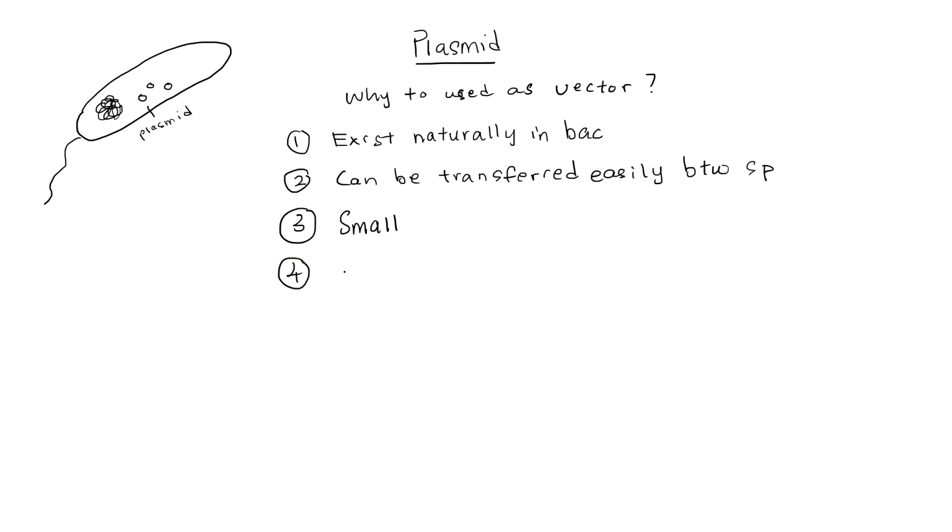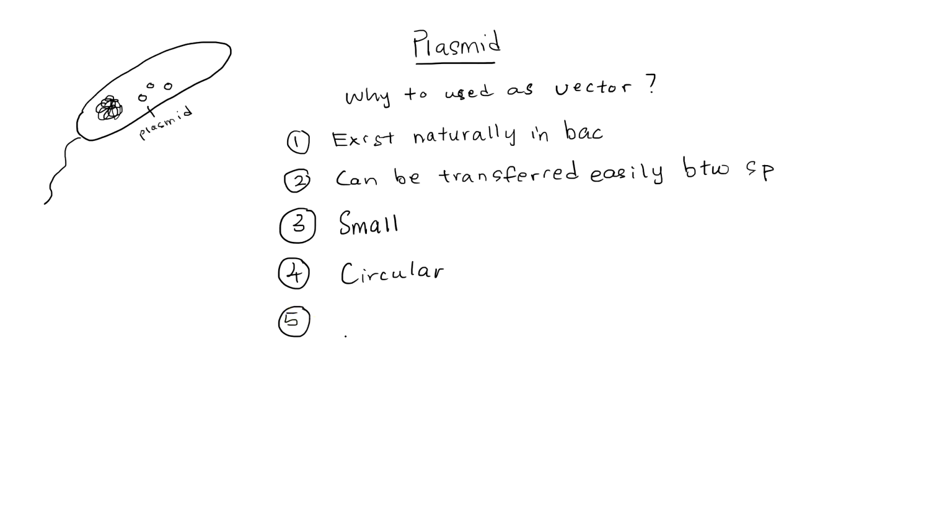Number four, it is circular. You can see inside here it is round in shape, meaning that they don't have a beginning, they don't have an ending. It is always in a circle. And circular DNA is more stable compared to linear DNA. They are not easy to degrade. And when you insert the genes inside and you want to store it for a long time, it can be stored for many years without any DNA degradation problem.